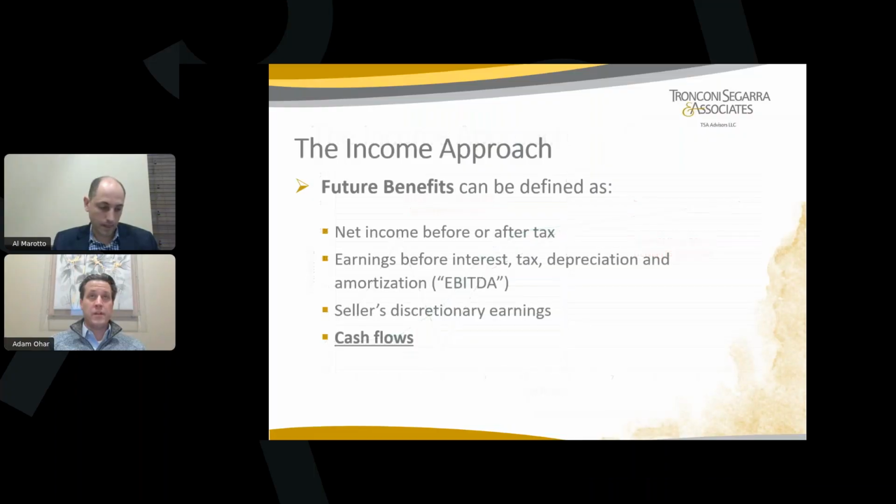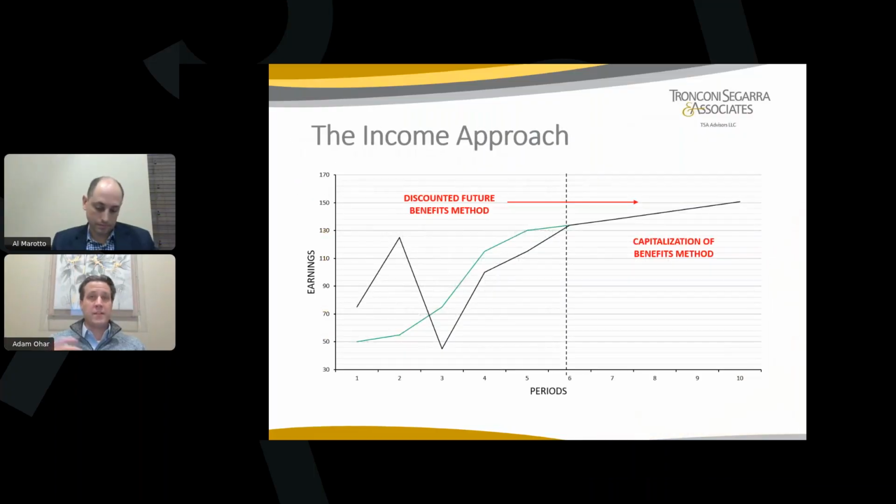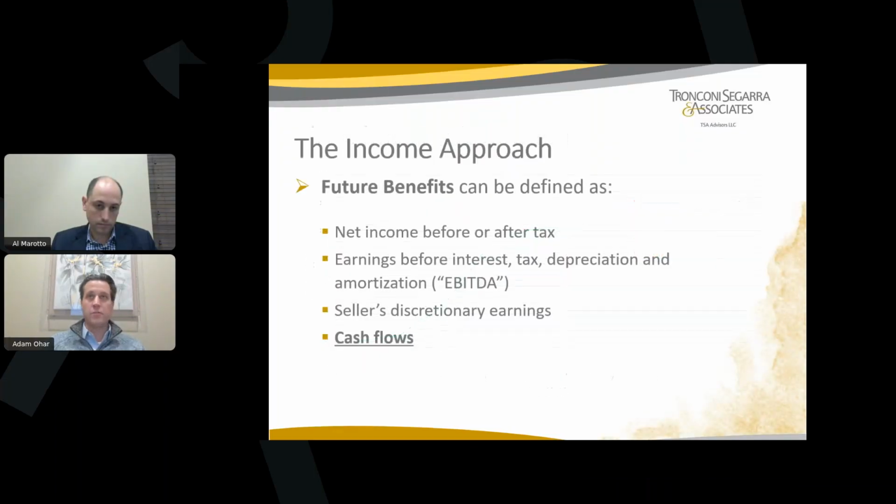Yeah, the value with the income method is that expected free cash flow in the future. That's where I'm deriving that value. And just to quickly define what future benefits are, they can be defined a number of different ways. You can define future benefits as your net income before or after tax. You can define it as your EBITDA, earnings before interest, tax, depreciation, amortization. You can define it as seller's discretionary earnings, which is essentially EBITDA plus owner's compensation plus non-operating income and expenses. I'll get into that in a little bit.